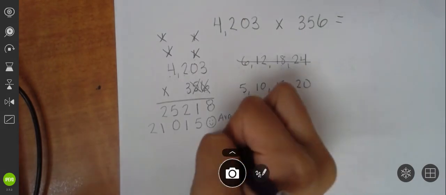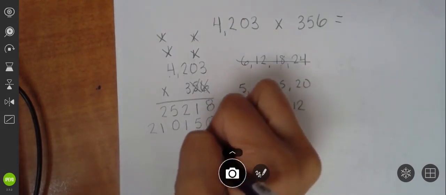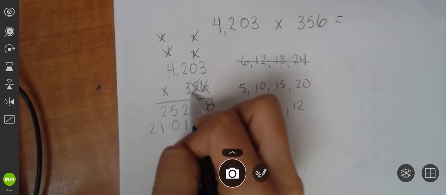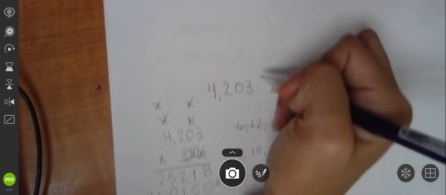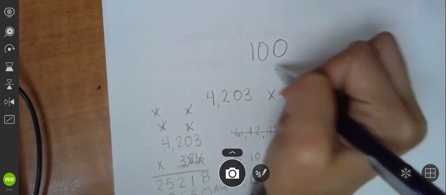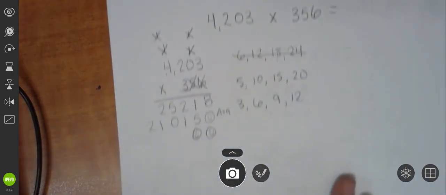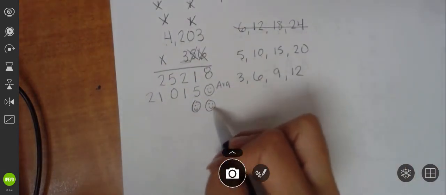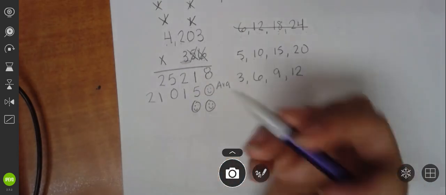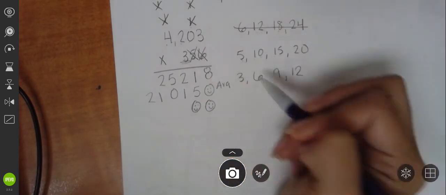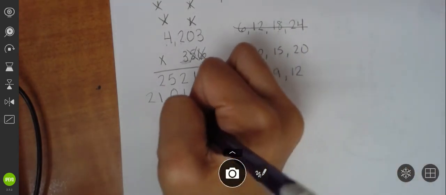Moving on to the 3. Now that we are multiplying by the hundreds place, I need 2 zeros. When we think about the number 100, it has 2 zeros in it. So when I'm using that for my place value holders, I'm going to need 2 because I'm multiplying by the hundreds place now. Now, 3 times 3, 9.